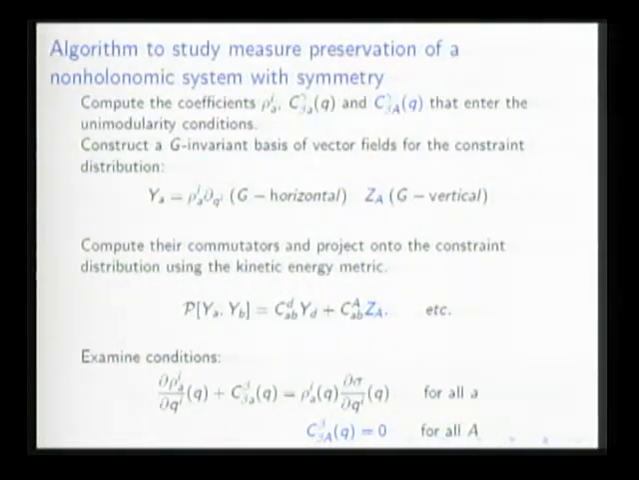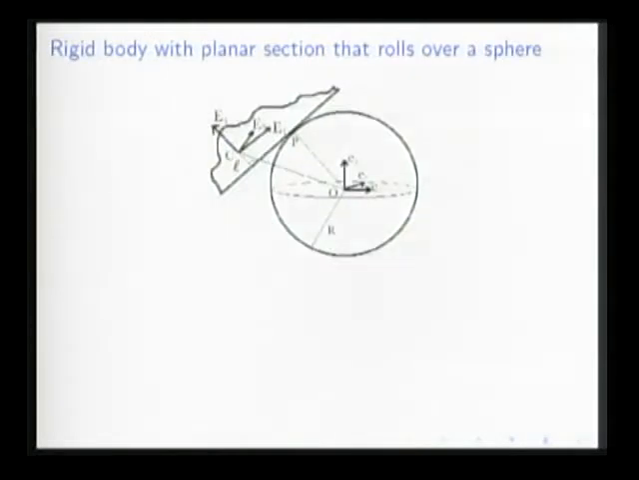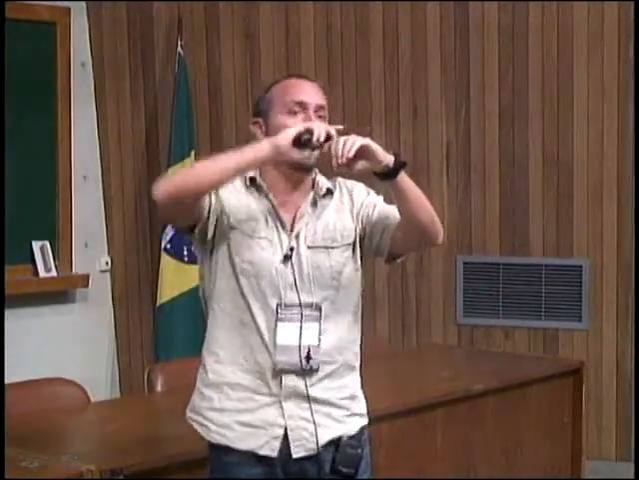Let me tell you how this works for specific examples. The first example that I'm going to talk about concerns this problem. You have a sphere that's fixed, and then you have a rigid body that has a flat face that's rolling over that sphere and moving under its own inertia. Think of this as a shoe, for example. It's moving under its own inertia, but subject to the condition that it's rolling without slipping.